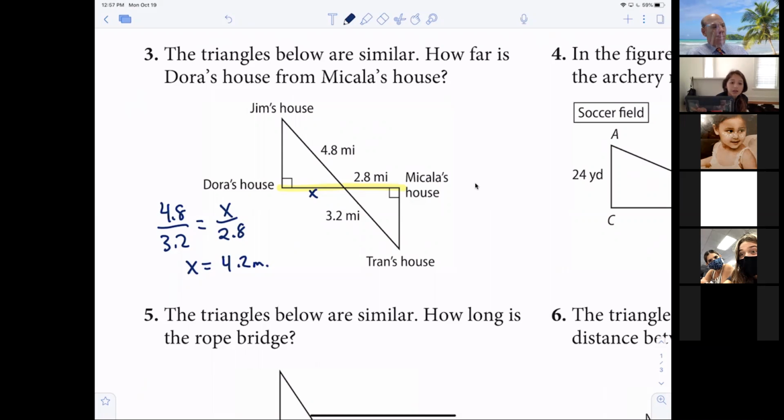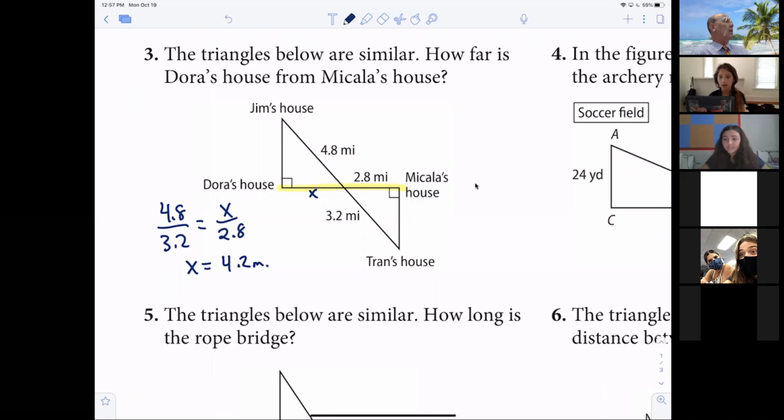So would you put 3.2 over... No, 3.2 by itself, and 2.8 and 4.8 are together. So what's the answer? So you would do 4.8 over 2.8. No. Maya, did you figure out what the answer is yet? No, the proportion was done correctly. The answer is wrong. Miss Pancholi, what is the answer?